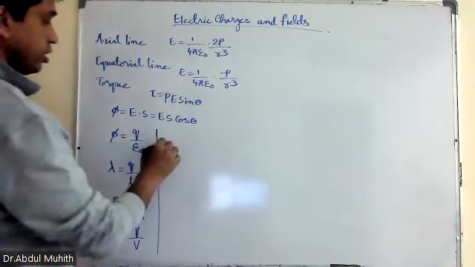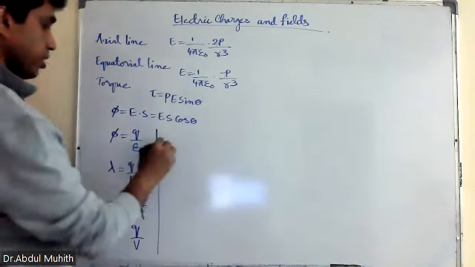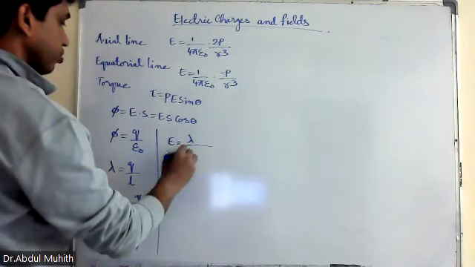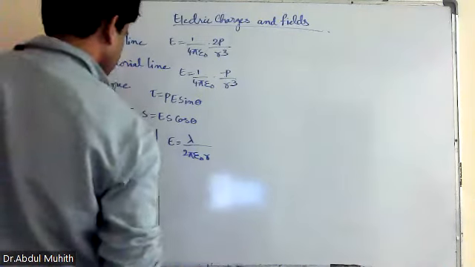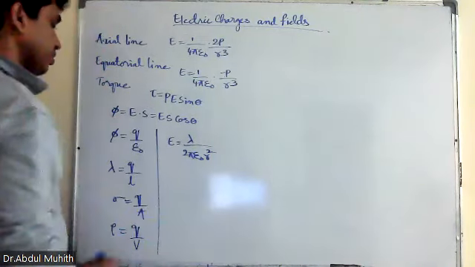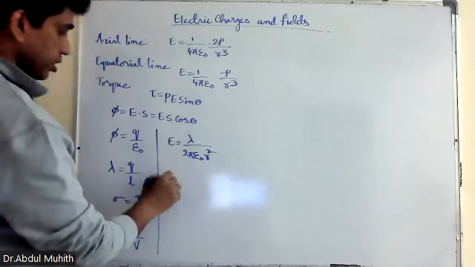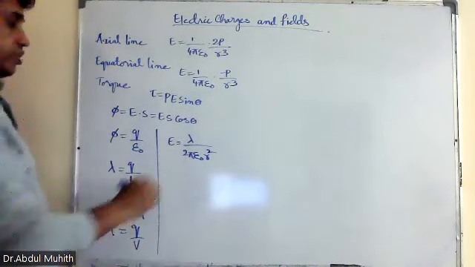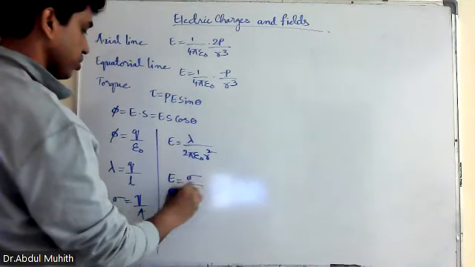After that, we did the infinitely long conducting charged wire. In that, the formula is E is equal to lambda by 2 pi epsilon 0 r, in the direction n cap. This is for the infinitely long conducting wire. The next one is for the sheet, where the formula is E is equal to sigma by 2 epsilon 0.